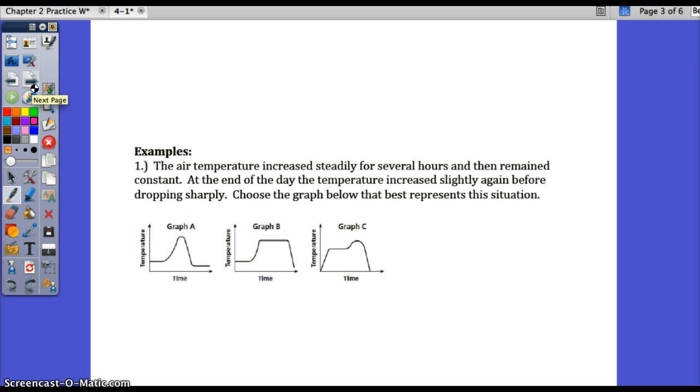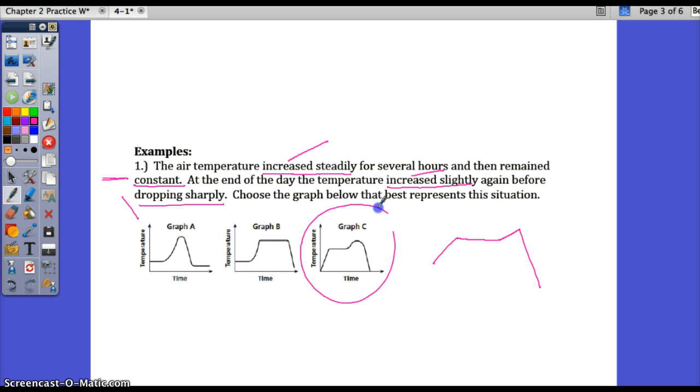The first one says, the air temperature increased steadily, so when I see that I know it went like this, for several hours, then remained constant. So then it was constant. At the end of the day, the temperature increased slightly again, so maybe it's not as steep, maybe rising like that. Again before, dropping sharply, boom. Choose the graph that best represents this situation. I always draw myself a rough sketch. So I know that it went up, then it was flat, then it went up a little bit more, and then boom. Which graph looks most like this? Well, I would say the graph C does.